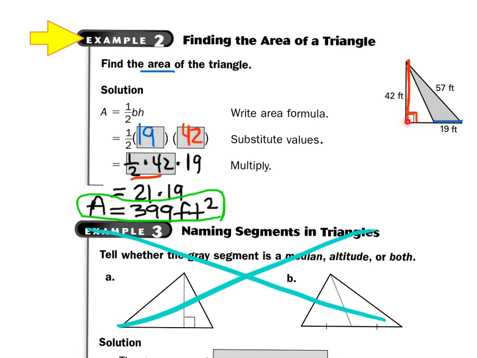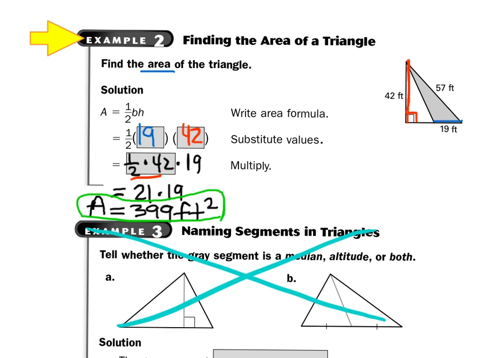So they had to extend the base to make it touch. So the height is 42 feet. And notice you'll always know the height and the base because you have to look for that right angle symbol. Okay, so I'm just going to plug in the numbers. It means 1/2 times the base, which is 19, times the height, which is 42.